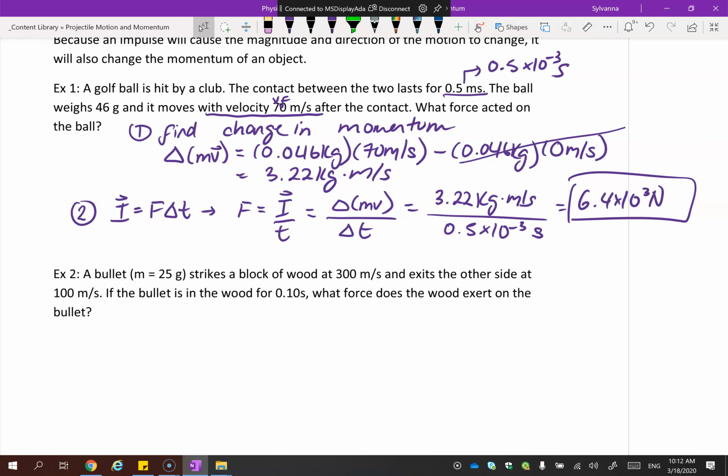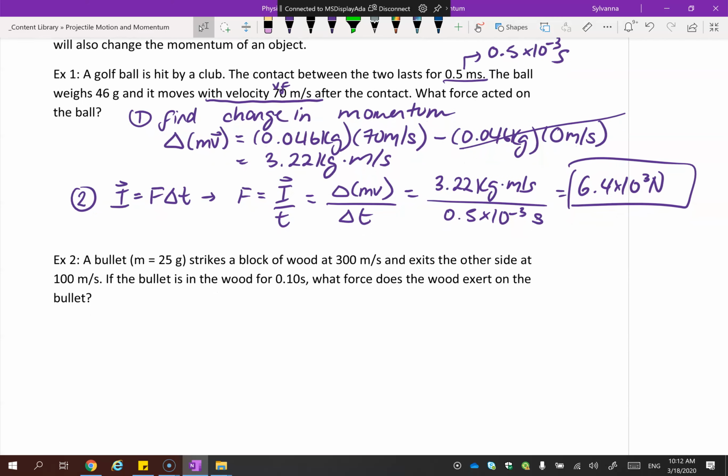Let's do another example. A bullet with a mass of 25 grams strikes a block of wood at 300 meters per second and exits the other side at 100 meters per second. If the bullet is in the wood for 0.1 seconds, what force does the wood exert on the bullet? Okay, so we should probably organize our information first. We can do this on the side.